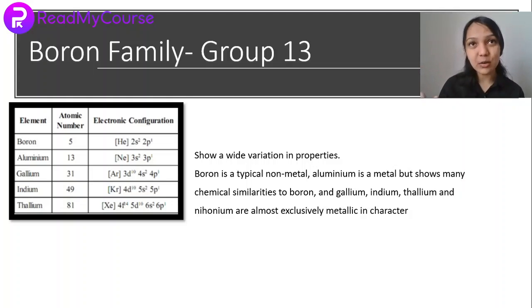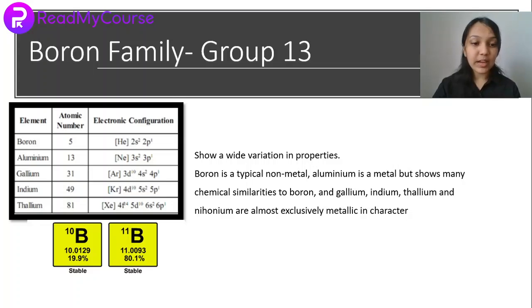When we were discussing periodicity and transition periodicity, we discussed that in higher elements, when they have d orbitals and f orbitals, they are affected by what is known as the screening effect. That plays a major role in this case. In all these cases, boron is typically a non-metal. Aluminium is a metal, but it shows some similarities with boron. And all the other elements, gallium, indium and thallium, are mostly metallic in character. Hence only boron is the non-metal and all the others are metallic.